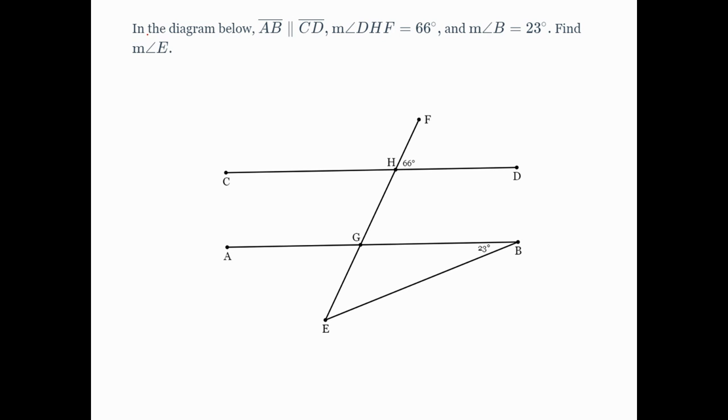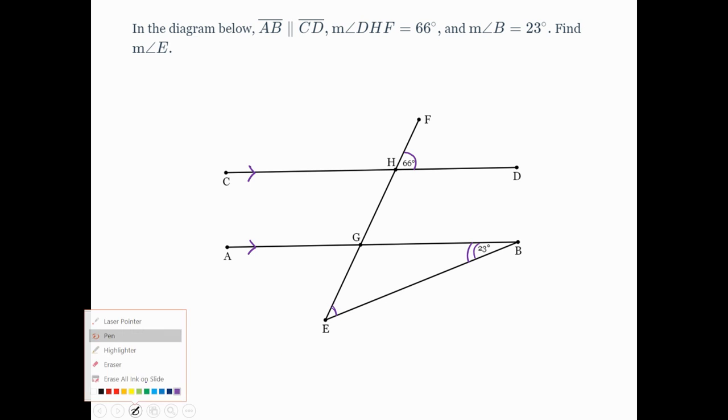They tell us that AB is parallel to CD, so I'm going to mark that on my diagram. AB's down here, and CD, mark those as parallel. Then it tells me the measure of angle DHF, which is this one right here, is 66 degrees, and the measure of angle B is 23 degrees. And they want us to find the measure of angle E.